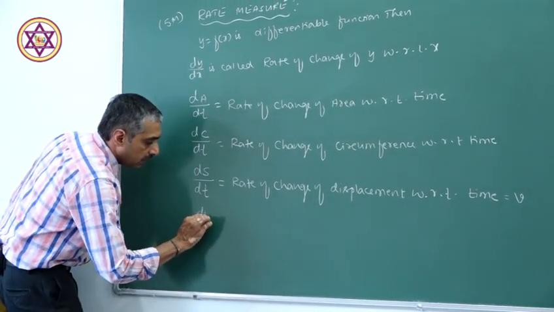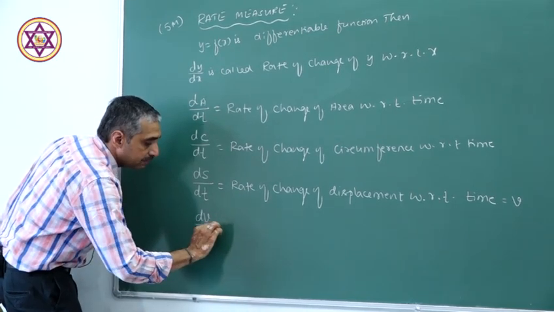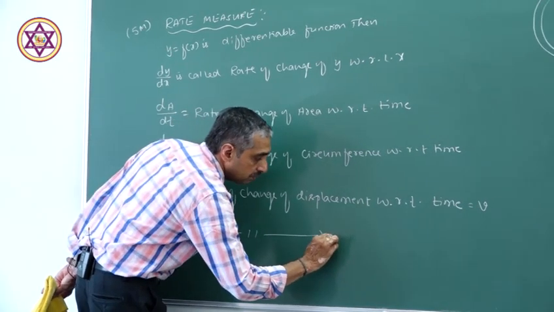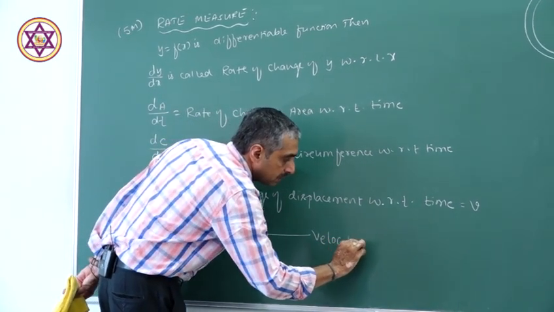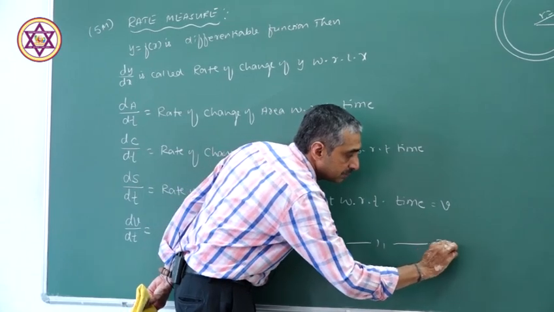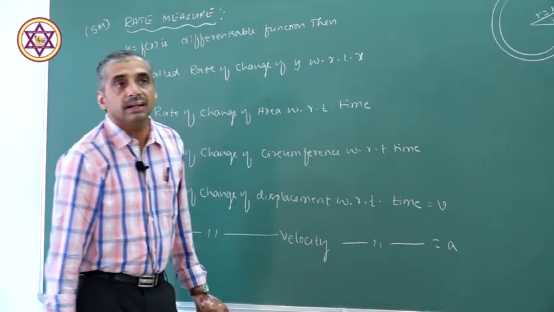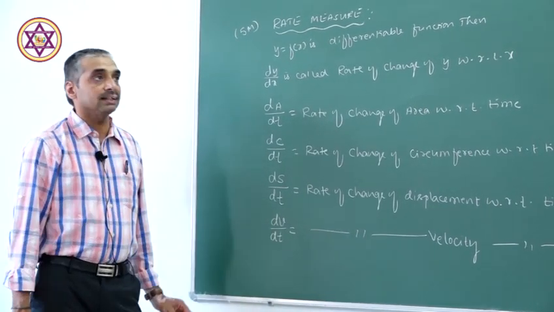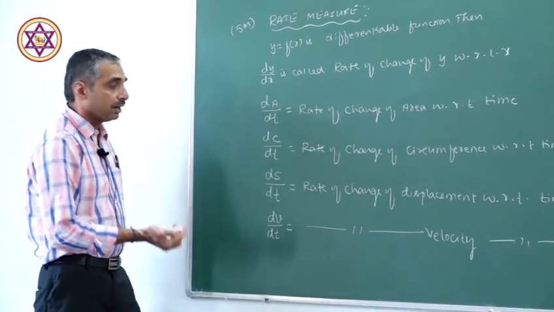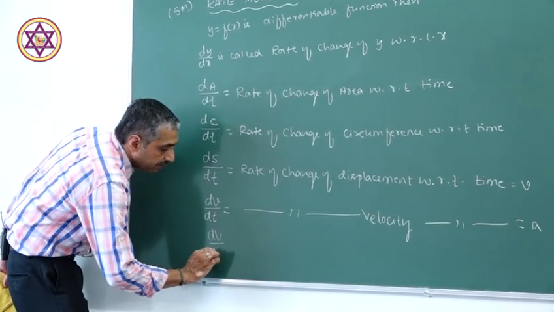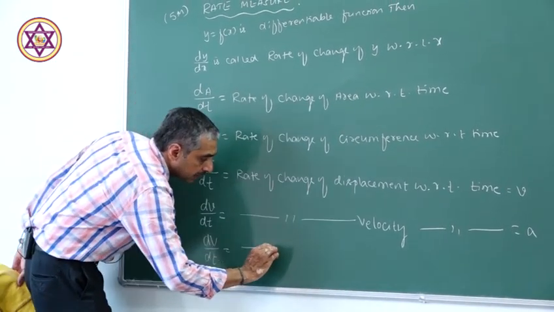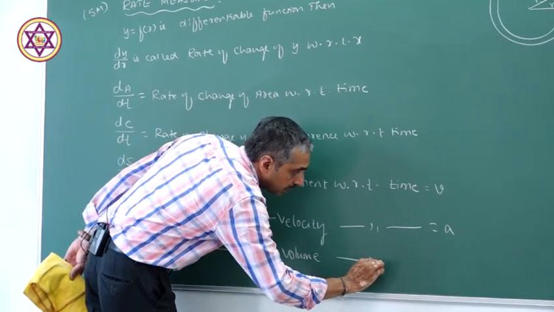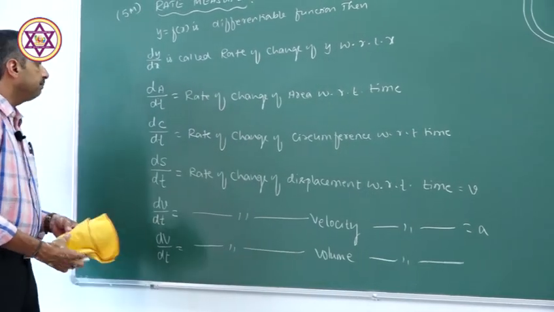Similarly, the rate of change of velocity with respect to time, dv by dt. What do you call that one, you know? Acceleration. Rate of change of velocity with respect to time is acceleration. Similarly, for volume, dV by dt, with capital V, is the rate of change of volume with respect to time.